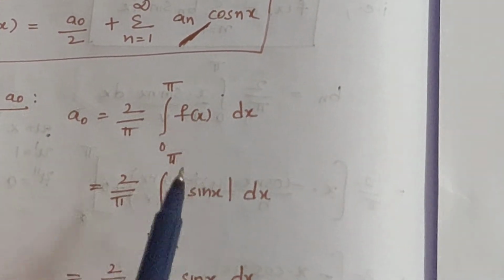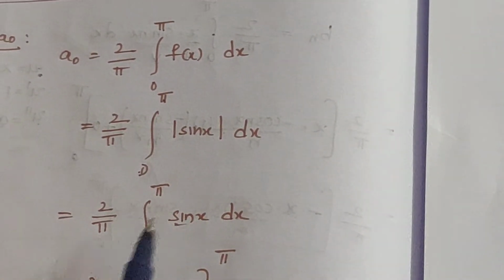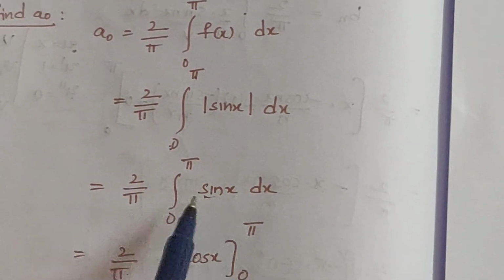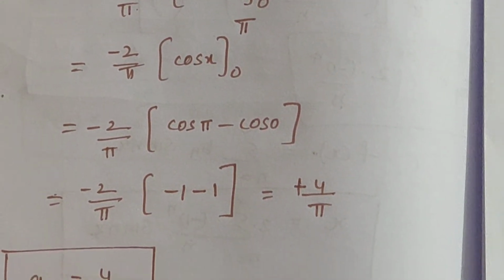And f of x is here mod sin x, and mod sin x is always positive in the limits 0 to pi. That's why mod sin x can be taken as sin x. Evaluate the integral, and you will get a0 equal to 4 by pi.